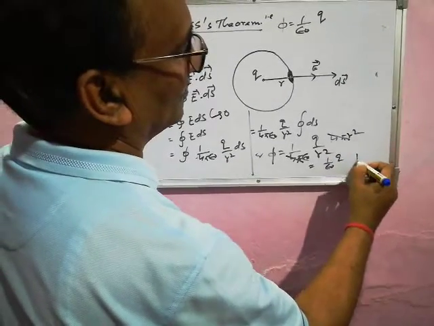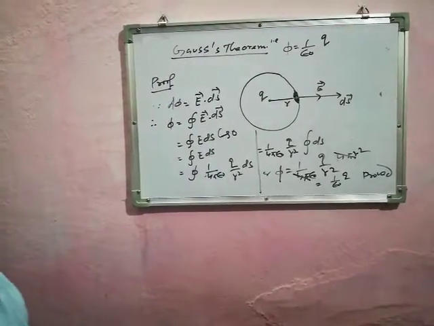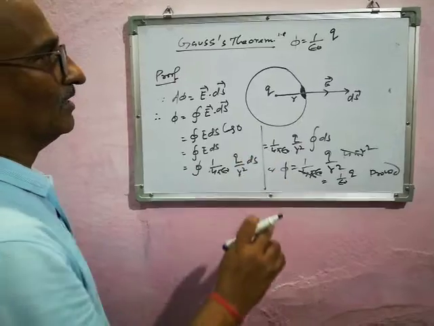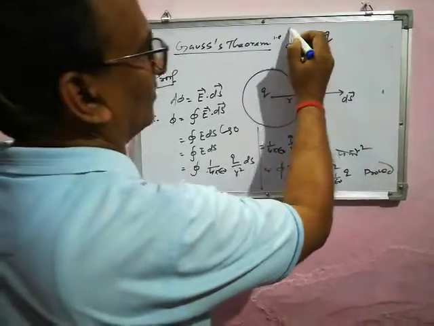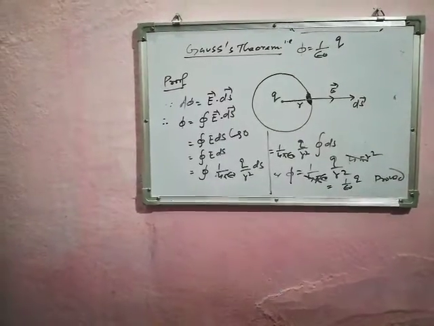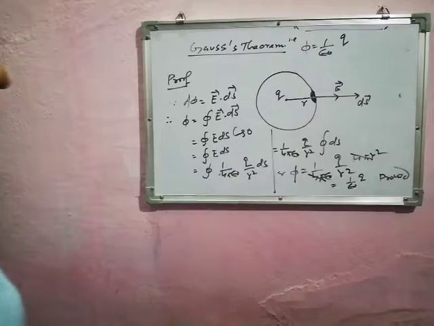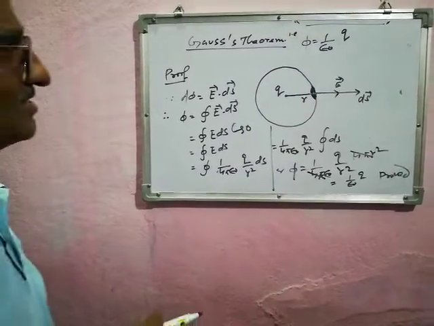Hence proved. In this way you learned the proof of Gauss's theorem in a very simple way, and I think that all of you can write the statement in long ways with the help of the book. So I am only discussing the part which is required for better understanding.